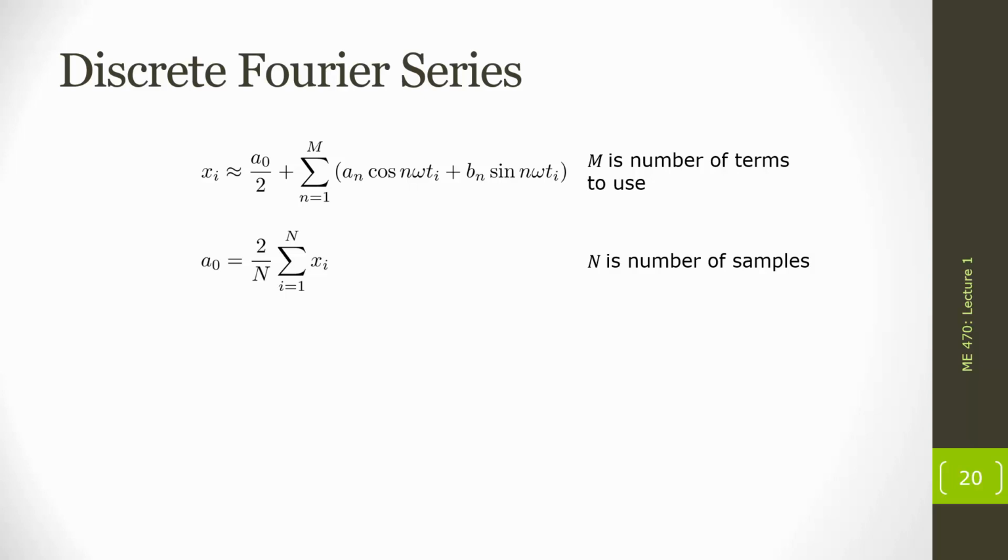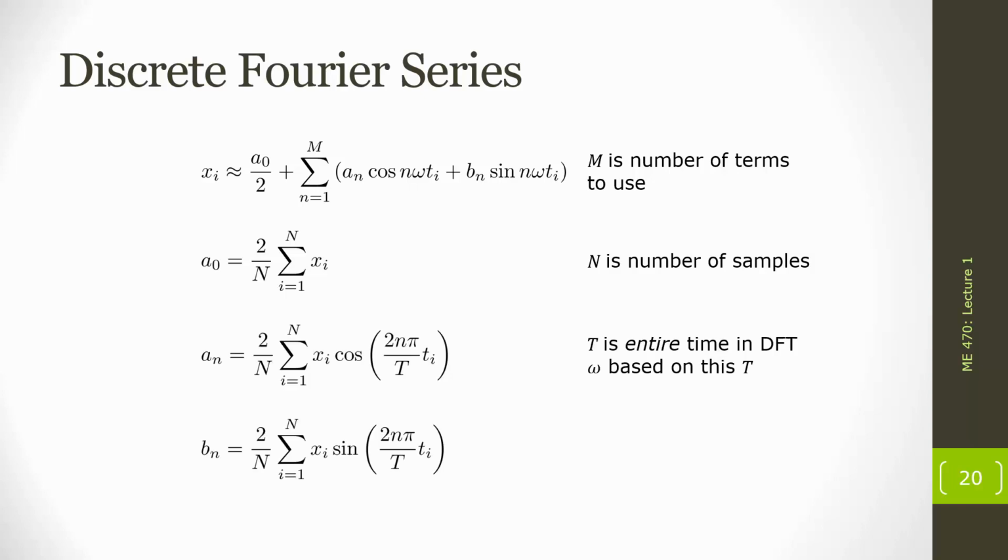With that a naught term out of the way, now we can start looking at our an terms and the bn terms. Again, like we saw for the analytic case, we're going to have one of these a values and b values for every value of little n. And we see that constructing them is going to be pretty similar to what we did for the analytic case. We take the value of the signal at the ith timestamp, or the ith sample that we took, multiplied by the cosine of 2n pi over T times t_i.